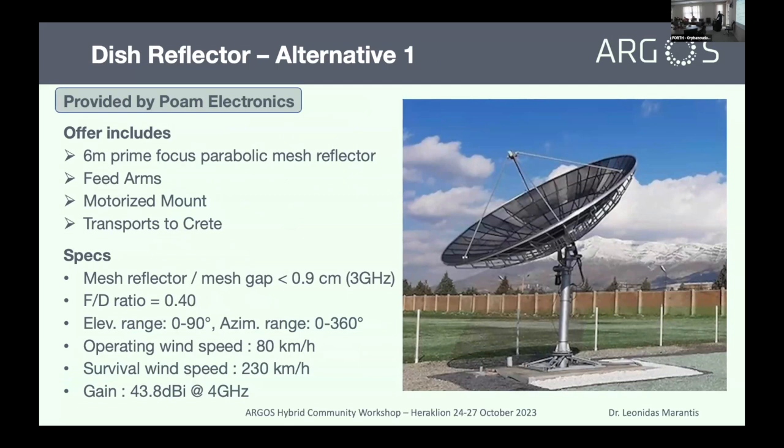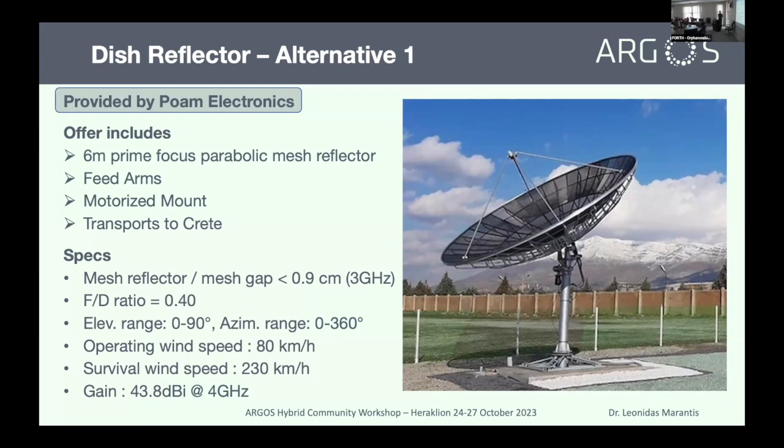It's a mesh reflector, which means that we need to consider the gap when you're using a mesh dish. The greatest frequency that we are using is 3 gigahertz. The mesh gap should be lambda over 10 or something less than that. So we are looking for a mesh gap which is smaller than 0.9 centimeters in order to have good performance at 3 gigahertz.